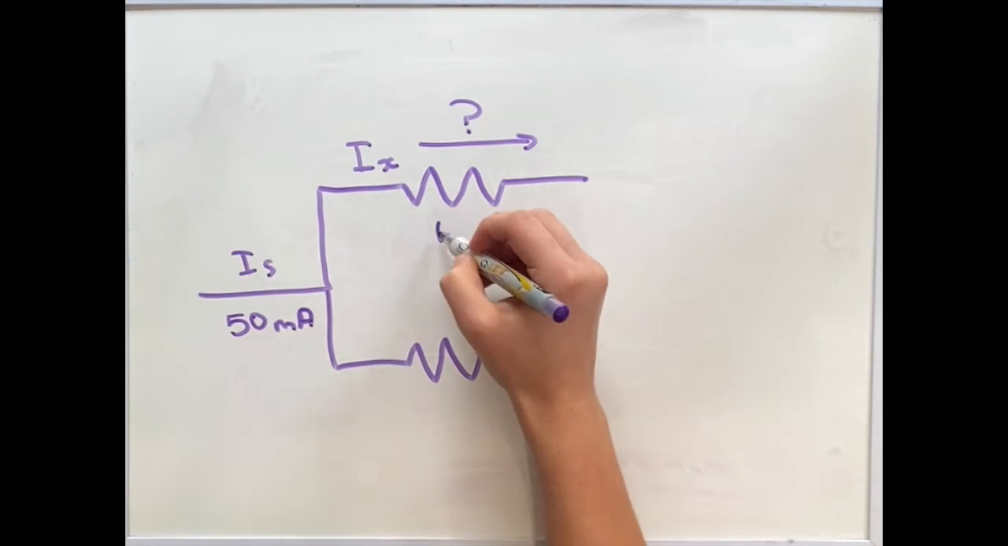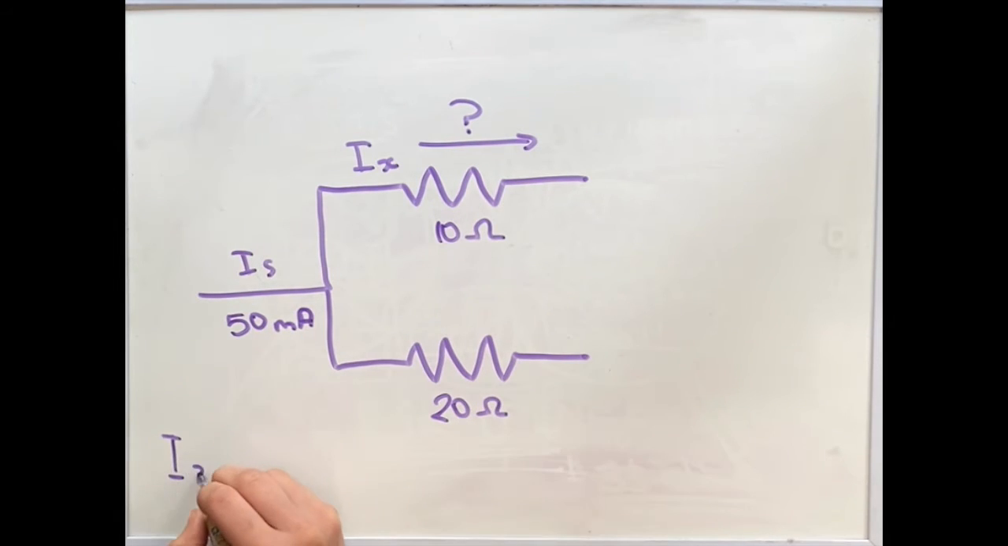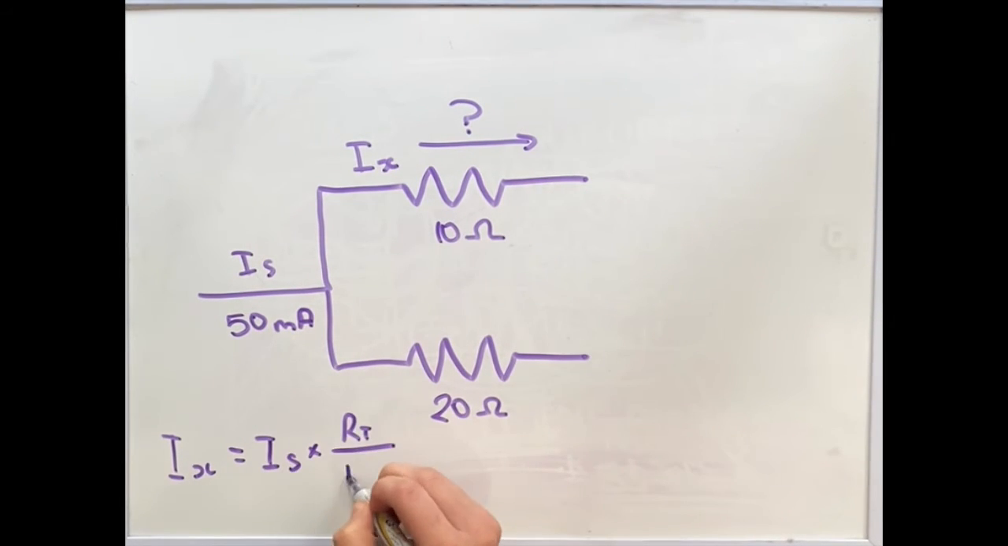Say you're shown this circuit, and you're told to calculate how much current is flowing through this top branch. Well, all you have to do is multiply the ratio of the total resistance over the resistance in your branch by the total current, or source current.